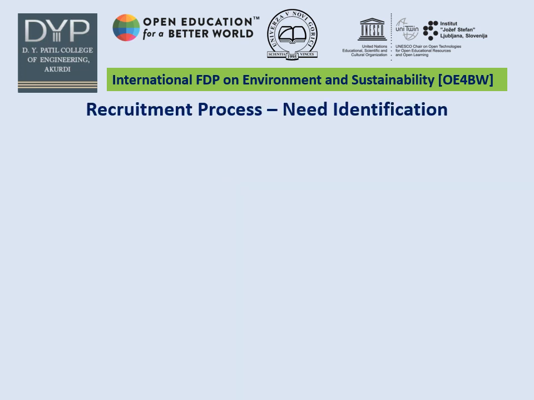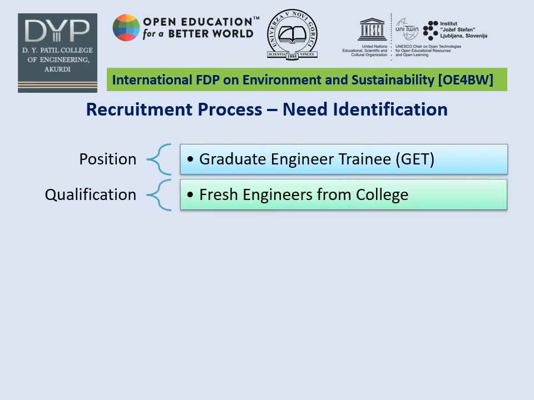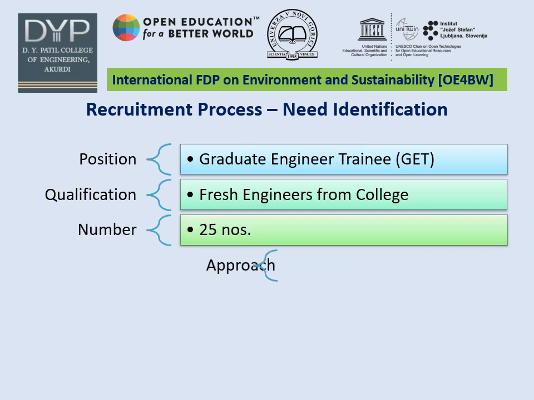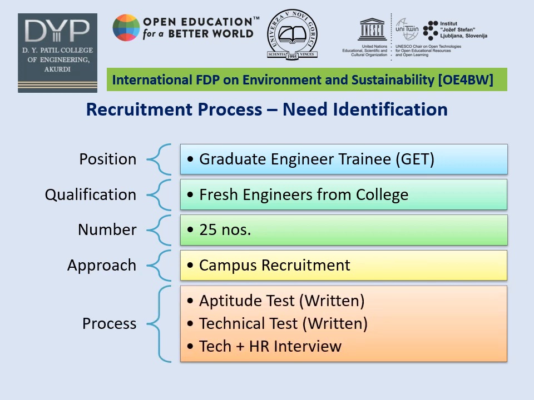We took an example of Reliance Industries recruitment process, keeping in view the position of graduate engineer trainee. The qualification required will be fresh engineers from college. The number required is 25. The approach we will be using is campus recruitment, and the process would be an aptitude test, a written technical test, and a technical plus HR interview. This is the first step of the recruitment process, where we are identifying the need.